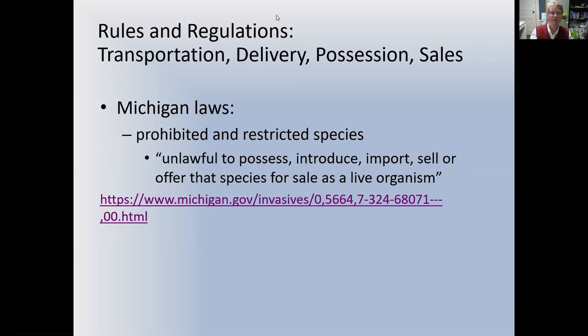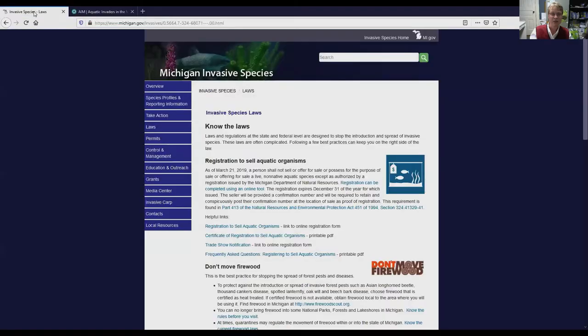That is where you can get the Michigan.gov invasives. You can get those laws if you enjoy reading laws, but you can reference them, and then I will show this to you now because we'll get to it in a little bit.